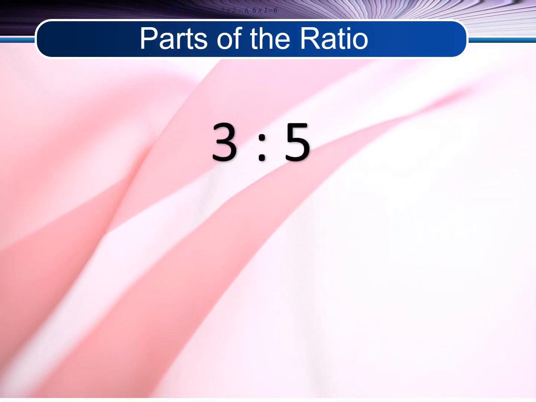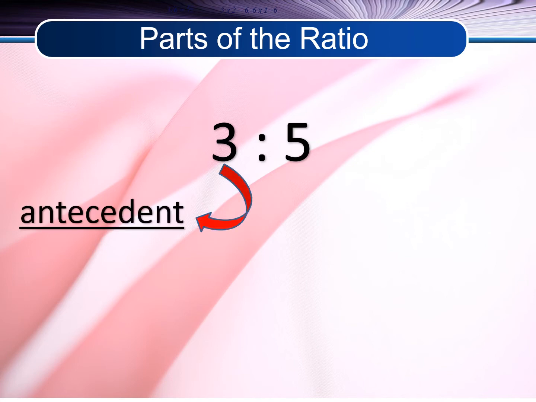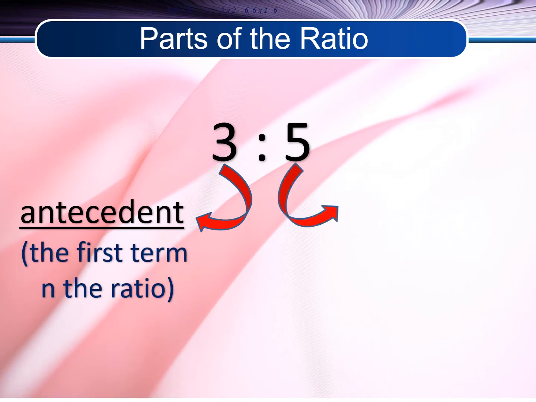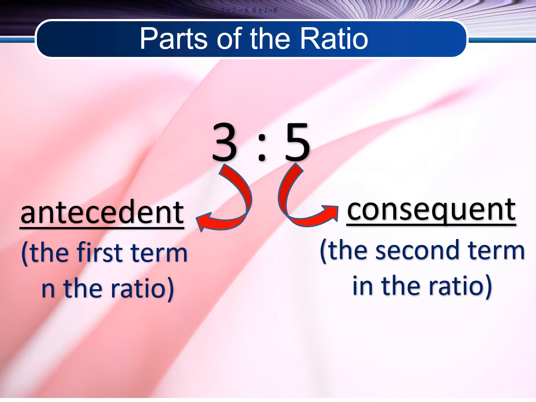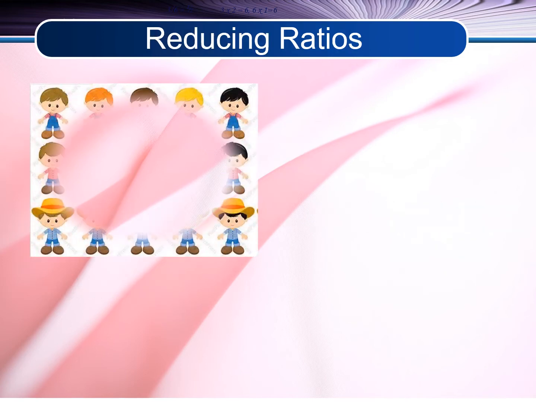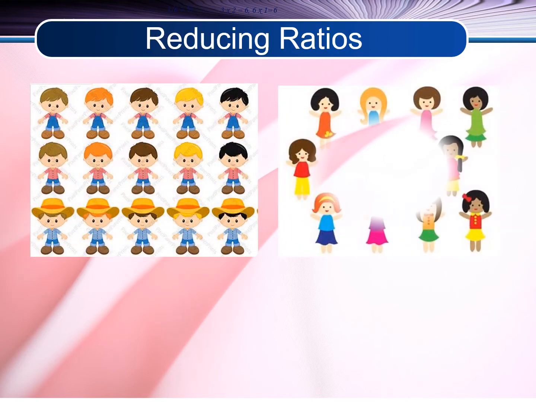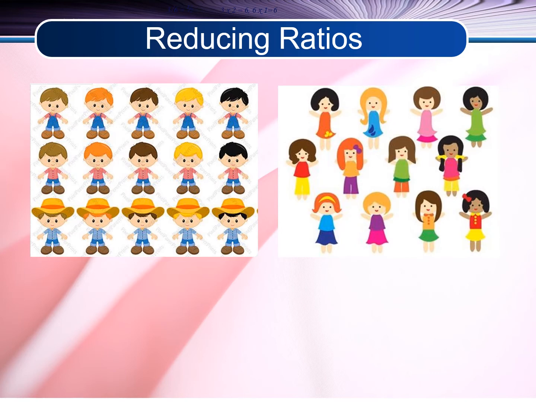In the ratio 3 is to 5, 3, which is the first term, is called antecedent. And the second term, which is 5, is called consequent. Ratio must be expressed in simplest form, which means that the terms are relatively prime to each other.